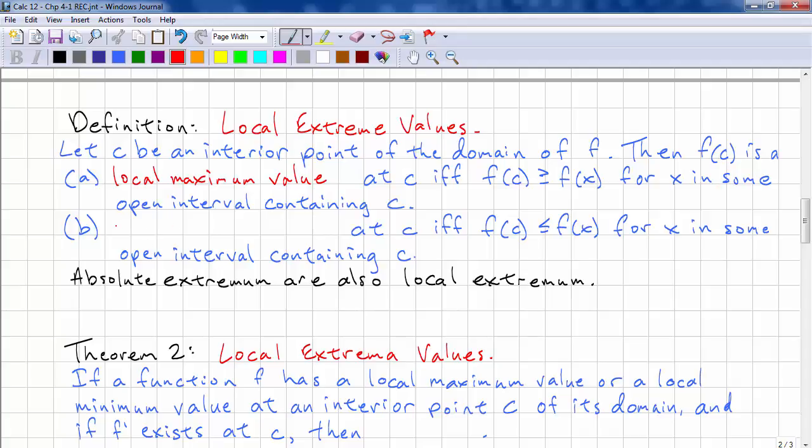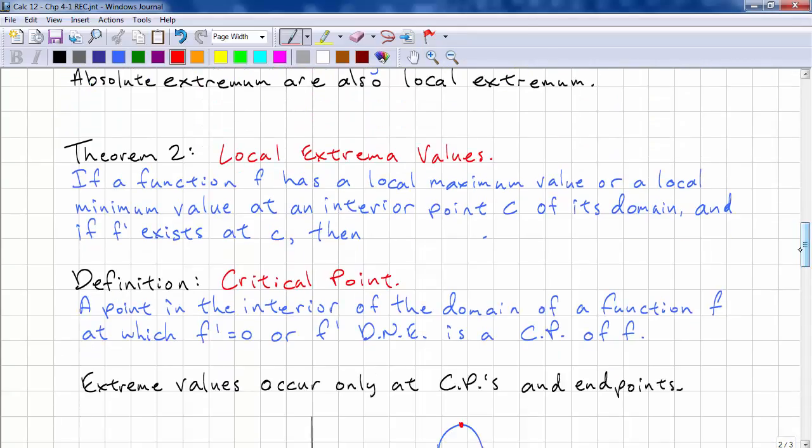And for part B, it's a local minimum. Again, at C, if and only if f of C is less than or equal to all f of x in some open interval containing C. Note that absolute extremum are also local extremum. This is difficult to understand until we actually look at an example, and we'll be looking at one shortly. But we need some more theorems.